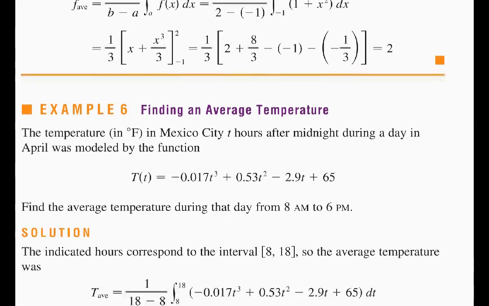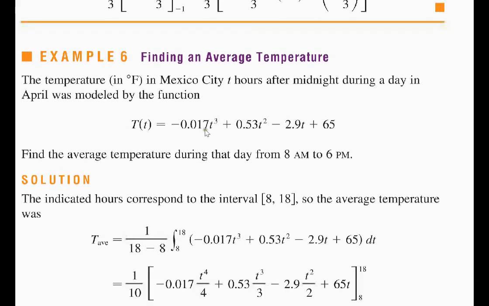So this is my temperature. Temperature is changing. It gets warm, it gets cold. So it's constantly changing from 8 a.m. to 6 p.m. Okay? Now, one thing they did is they made it a 24-hour clock. So 6 p.m. is 6 hours after 12. 12 plus 6 is 18. So after the 8th hour of the day through the 18th hour, I can find what the average temperature was.